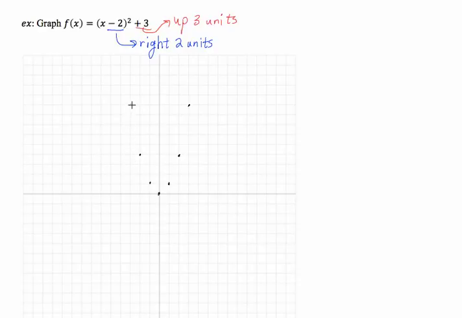I'm actually not going to fill it in. I'm just going to plot those points. That's for y equals x squared there in black. Now let's graph this function here in orange, f of x.